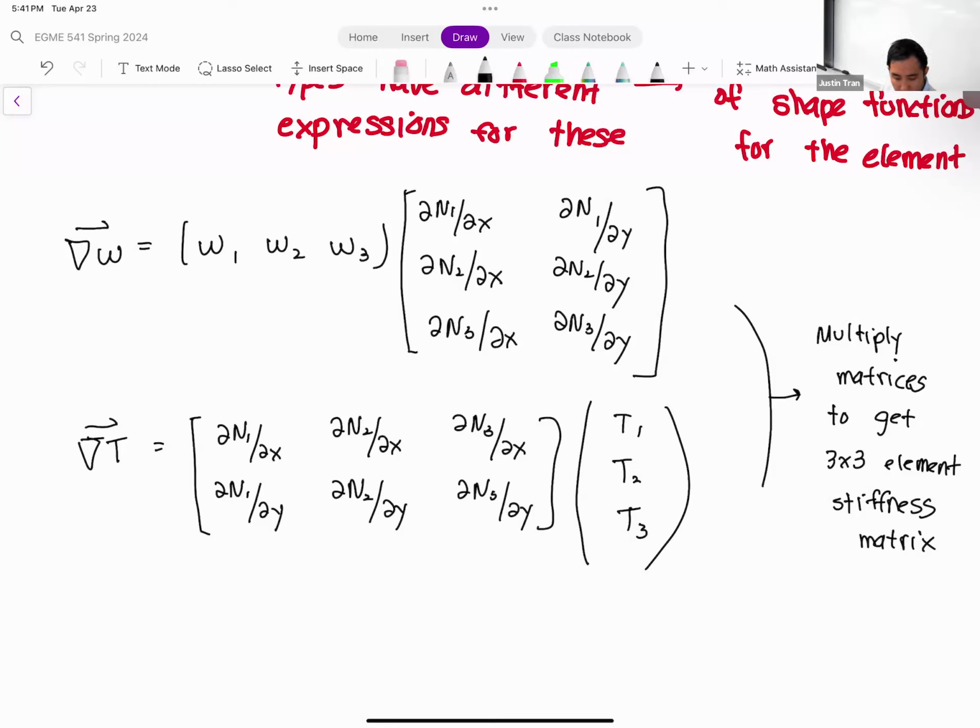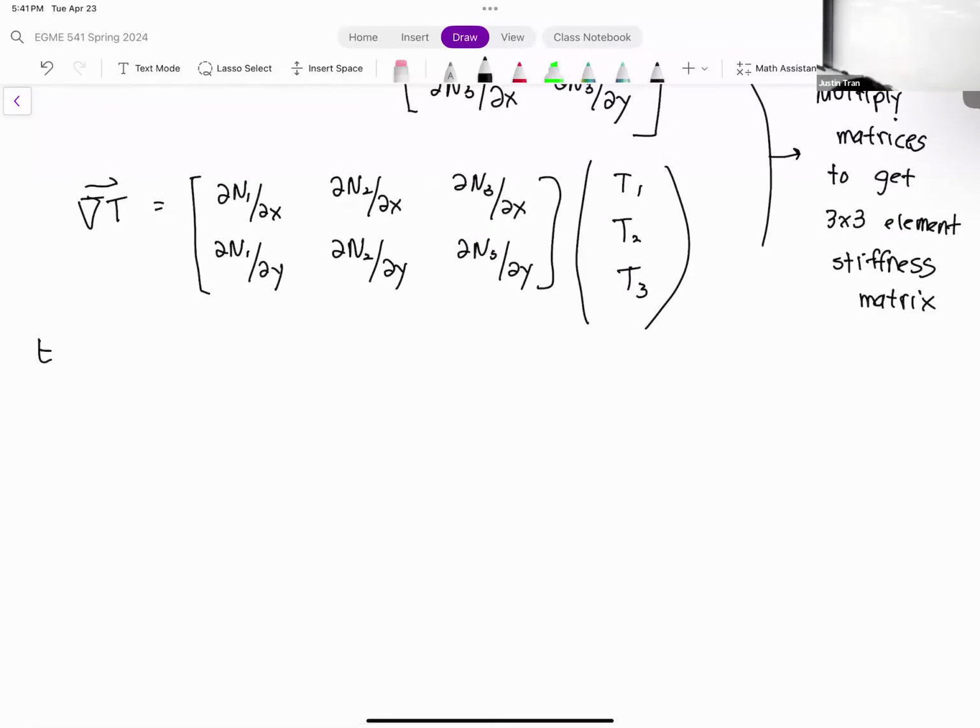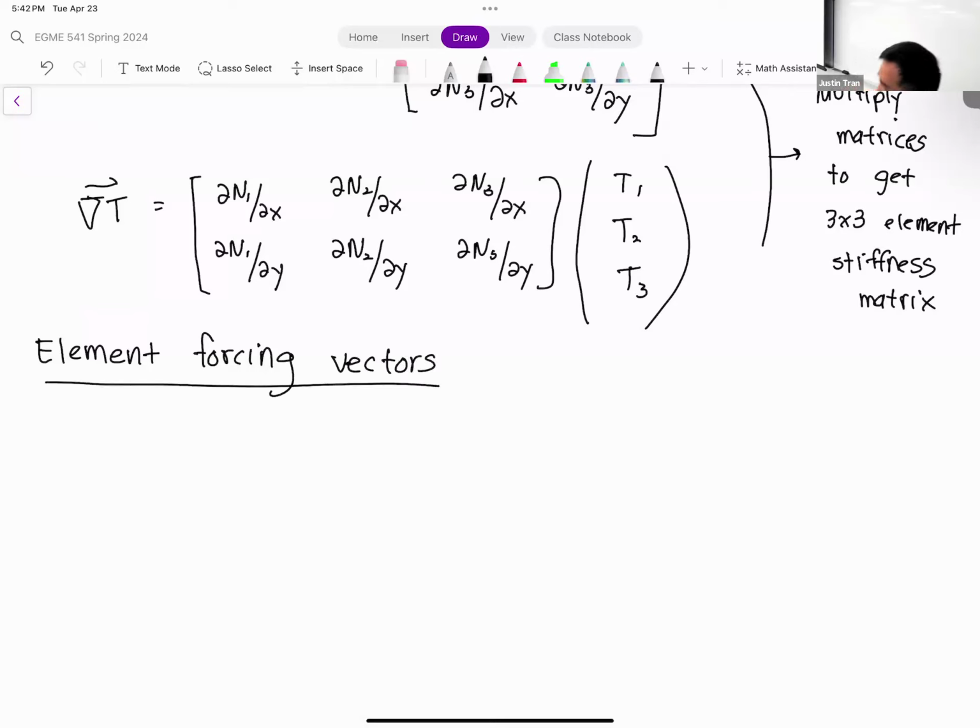Okay. Before we do an example, I do want to give you the expressions for the forcing vector. We're not going to do any calculations on this right now, just because it is a little bit complicated to do without Gauss quadrature. But I at least want to show you what it looks like.